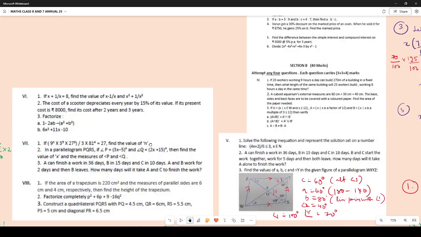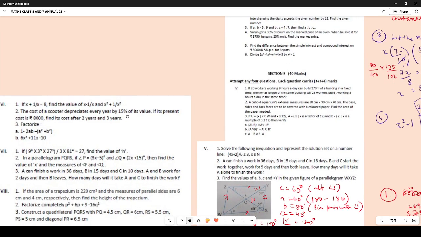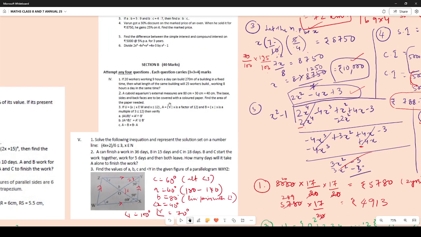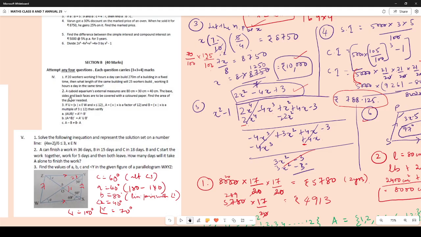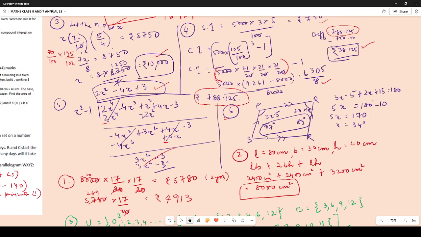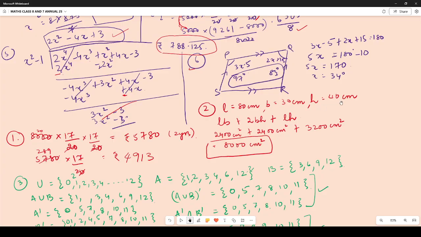All right, now let us take up, where did we, this one, we were talking about this one. A cuboid aquarium's external measures are given as length, breadth and height. Base, sides and back faces are to be covered with a colored paper. Find the area of the paper needed. Now remember, length is this, breadth is this, height is this.